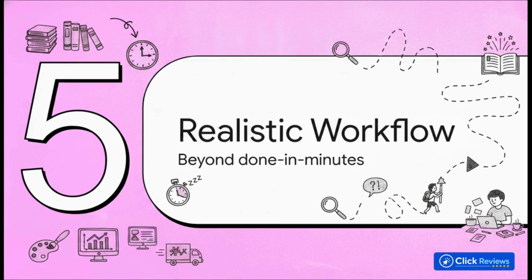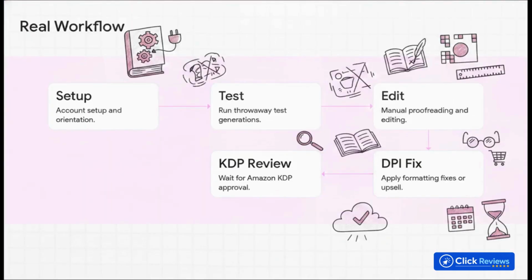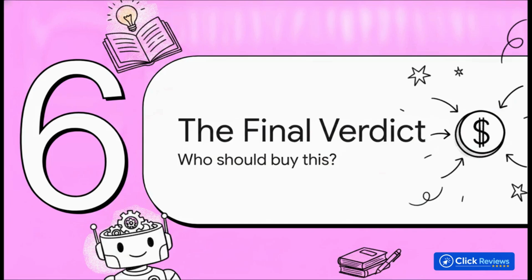Section 5. The realistic publishing workflow. But hey, here is the crucial reality check. This is a powerful tool, sure, but it is not a magic button. You still have to do the work. You've got to learn the software, run throwaway tests, manually proofread the output, fix those pesky DPI issues, and wait for Amazon's review pipeline. All of that, it takes real human time and effort.